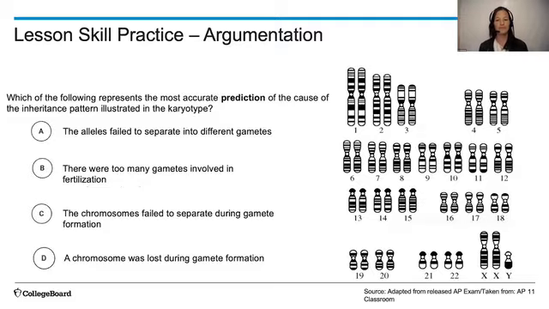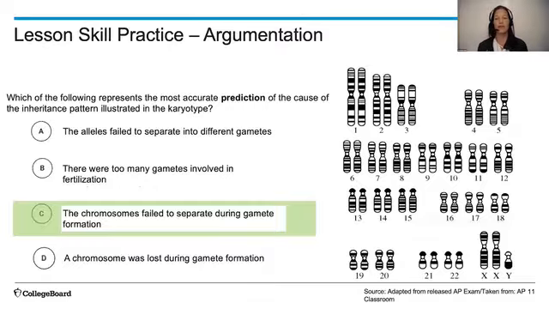All right, I hope you have taken the time to analyze this beautiful karyotype picture showing different chromosomes and to read the question. So the question says, which of the following represents the most accurate prediction, remember that was our verb, of the cause of the inheritance pattern illustrated in this karyotype? My hope is that answer choice C is the one that you all jotted down. The chromosomes failed to separate during gamete formation. That's how this individual has ended up with X, X, and Y, 3 sex chromosomes.